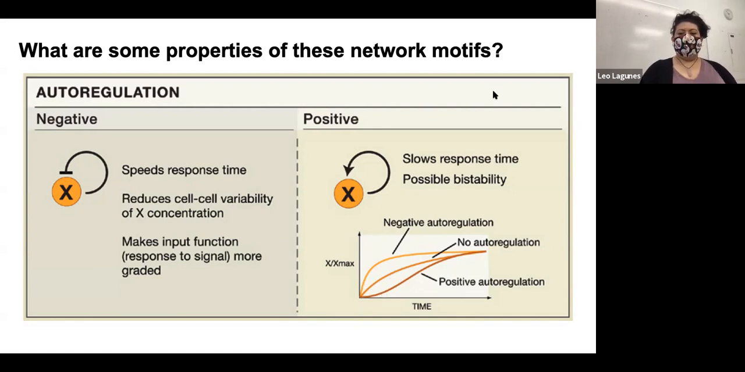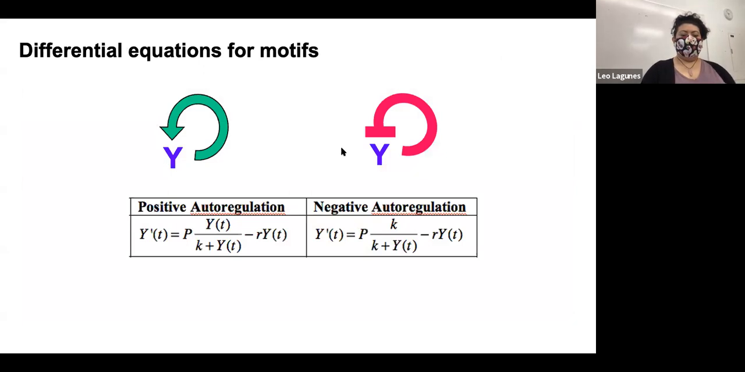Okay, so what I wanted to do is to look at the differential equations for these motifs, specifically for positive and negative autoregulation, because I think these are the more common ones. And yes, I know they look a little frightening, but if we just go over it, I think we'll be able to understand them. So if we look at positive autoregulation, if we're looking at the differential equation for y, so how much y do we have over time? The graded aspect comes from this equation here.